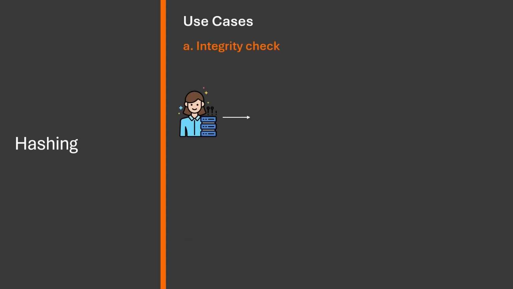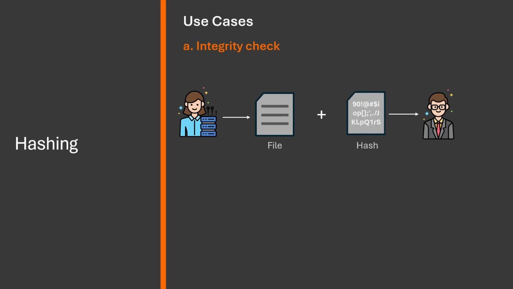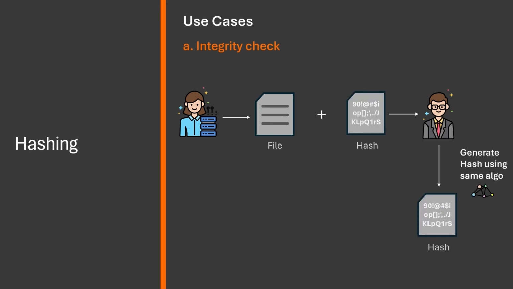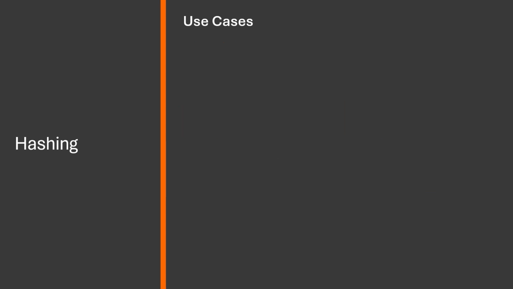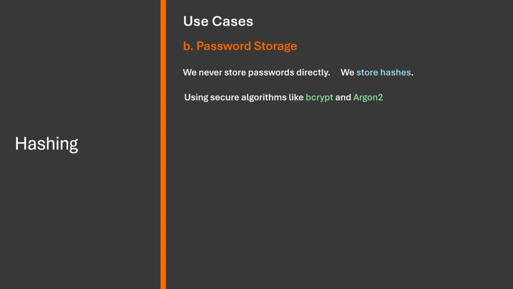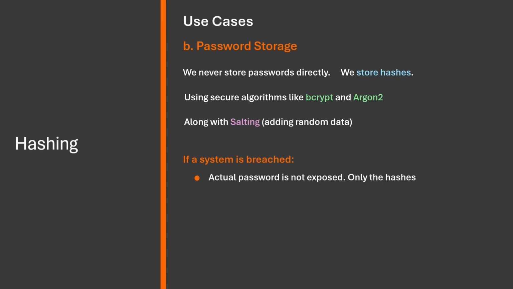If you send a file to a client, you also send its hash. When they receive the file, they hash it on their end and compare it. If it matches, the file wasn't tampered with. We never store passwords directly, we store hashes. We can use secure hashing algorithms like bcrypt or Argon2, along with salting, which is adding random data to the password to prevent attackers from cracking them easily. So if a system is breached, the hacker only gets hashes and not the actual passwords.